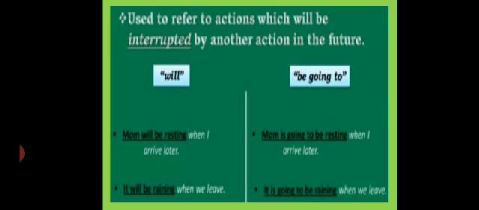Next, we can use it to refer to actions which will be interrupted by another action in the future. कि एक action हो रहा है और at the same time किसी दूसरे action से वो action interrupt हो रहा है, disturb हो रहा है. Okay, then we will use this.